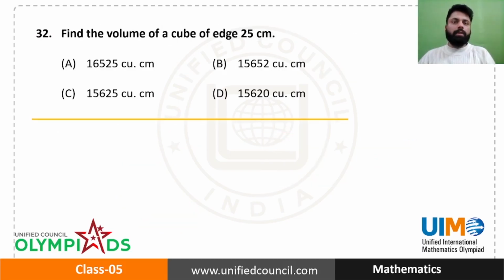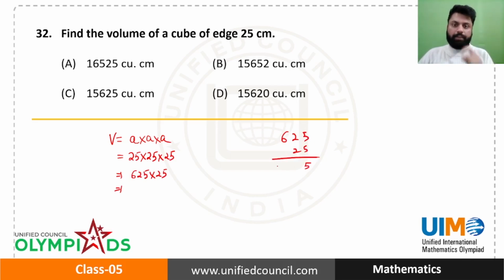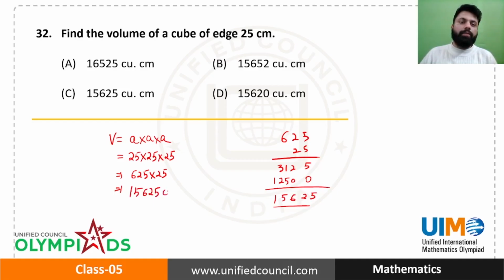Next one. The volume of the cube, if the edge is given, so volume is equal to A multiplied by A multiplied by A. 25 multiplied by 25 multiplied by 25. 25 into 25 is 625. Multiplied by 25. 25 multiplied by 5 is 3125, and so on. So this is 15625 cubic centimeter. This CU means cubic. 15625. The option is the correct answer.